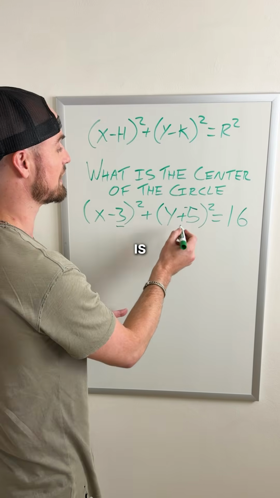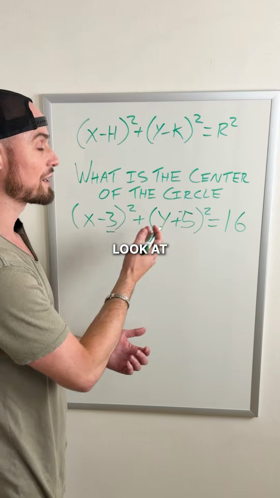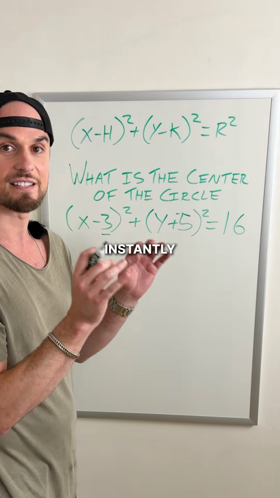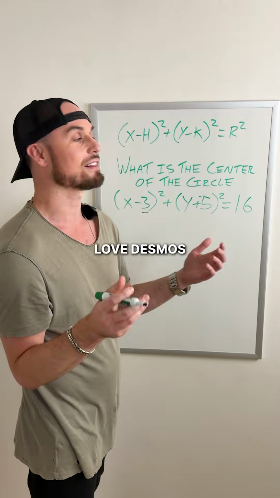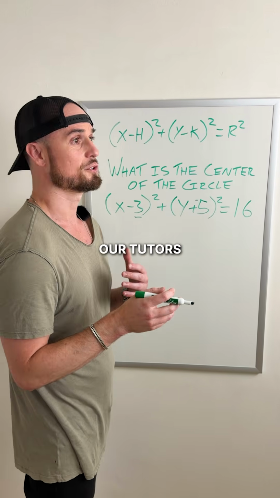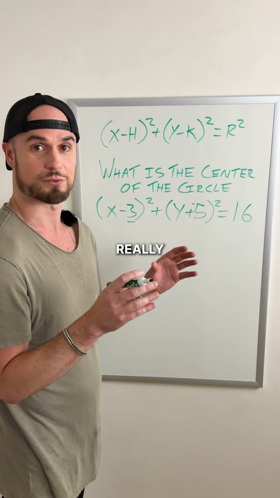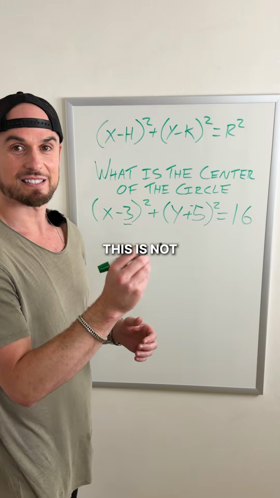The only trick here is that you need to make sure that you switch the sign for the y coordinate, but otherwise you can look at this problem and get the answer instantly instead of having to use Desmos. And I love Desmos. I think Desmos is a great tool for kids to use on the SAT. Our tutors are fantastic at teaching kids Desmos tricks that allow you to solve really complicated problems really quickly, but this is not one of them.